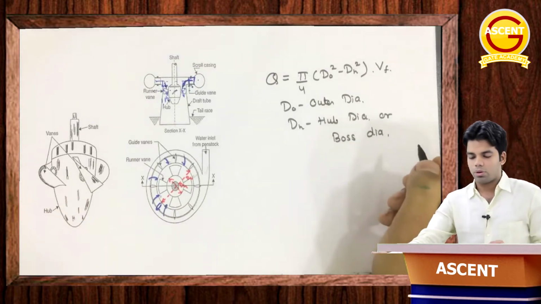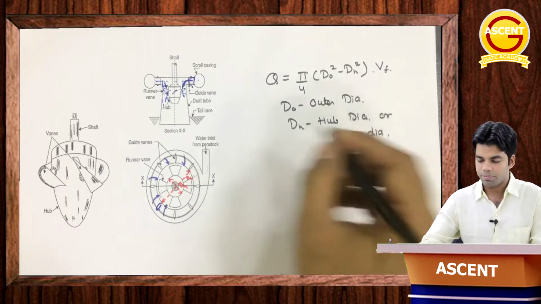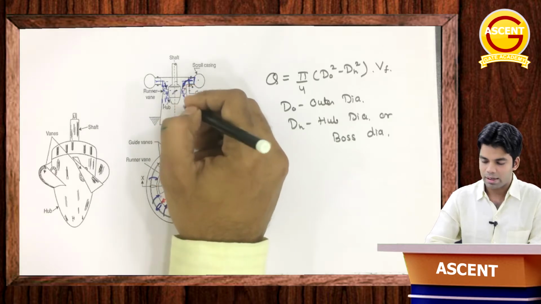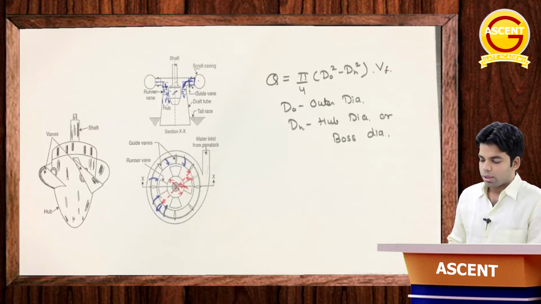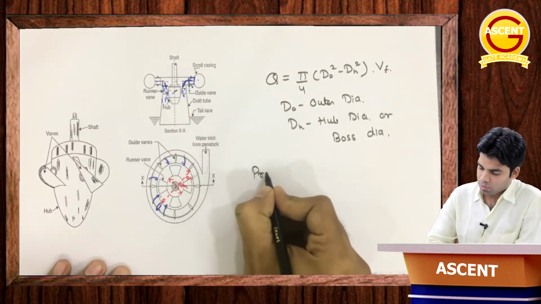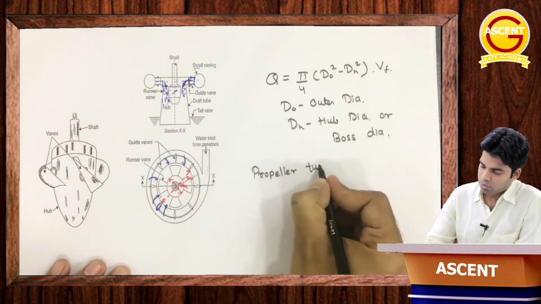So in Kaplan turbine, a very important thing: water enters axially, that means parallel to the axis of the shaft, and it leaves axially, again parallel to the axis of the shaft. Now similar is the propeller turbine. One more turbine is there which is called the propeller turbine. This is the Kaplan turbine, and then we have a propeller turbine.